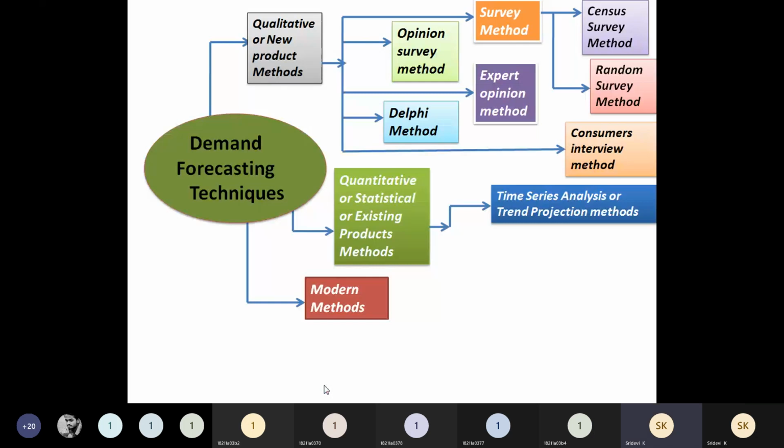Okay. So coming to the next method in quantitative techniques, it is the smoothing methods.